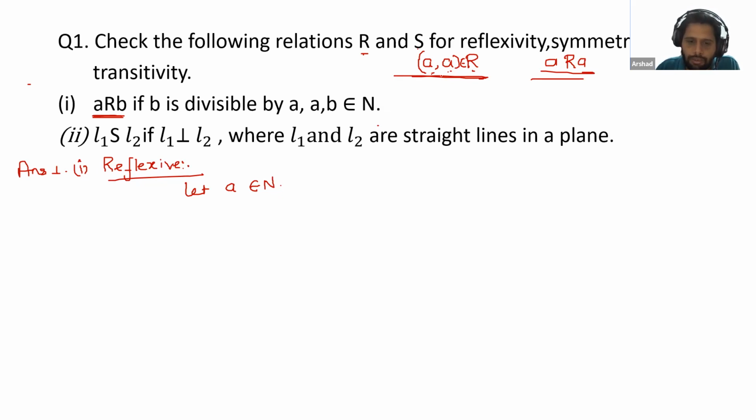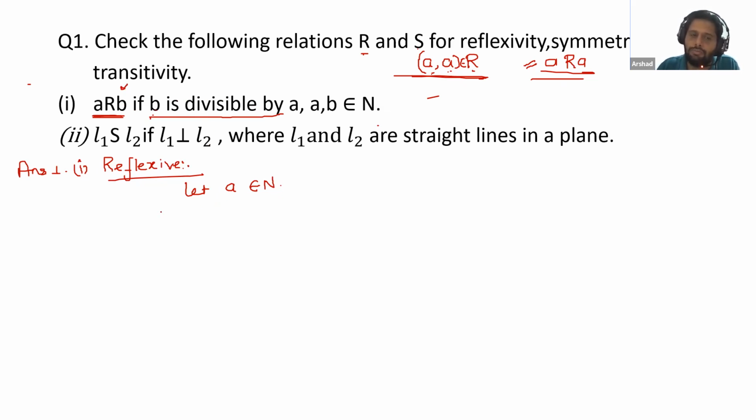Fahad, what is meant by A is related to A? This condition is given. Can you apply this condition or this result and tell us what is meant by ARA? Okay, this is correct. Check here: they are saying the second value is divisible by the first. So ARA means A is divisible by A.